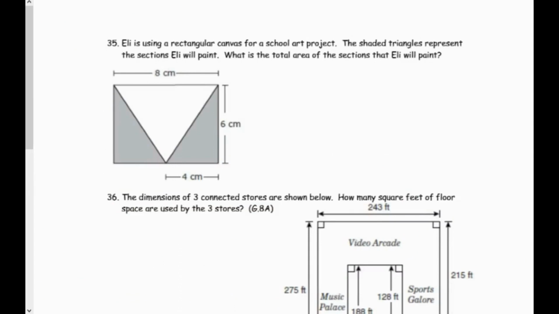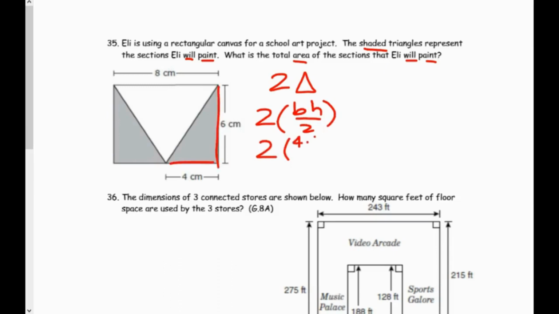To the next page, got some more of the same thing. Okay, what's the total area of the selection that Eli will paint? The shaded triangles represent the selections Eli will paint. So, shaded is what he will paint. So we're finding the area of two triangles, okay? So 2 times base times height divided by 2. 2 times the base is 4, the height is 6. 4 times 6 divided by 2. We're going to get 24 centimeters squared.